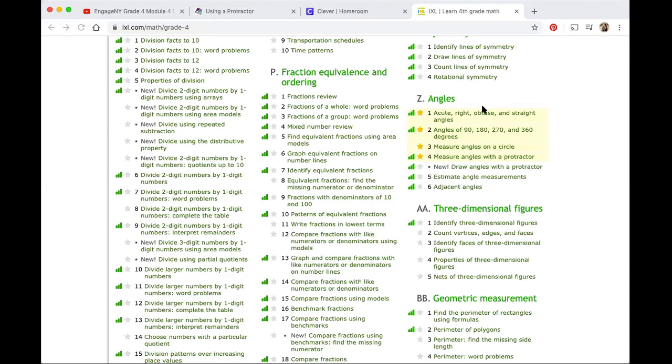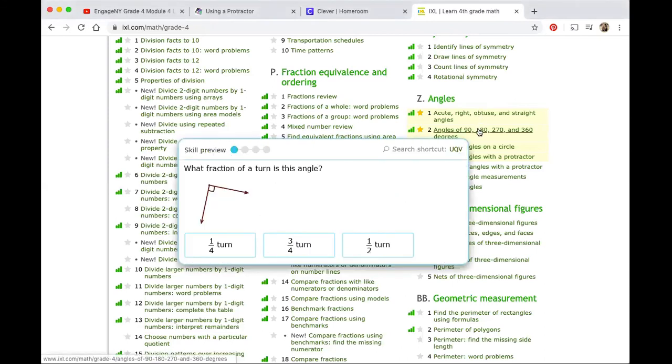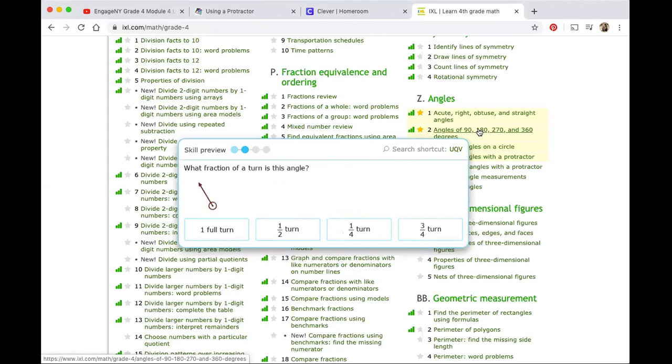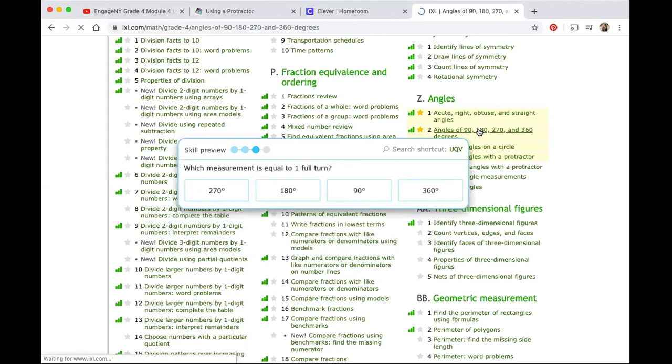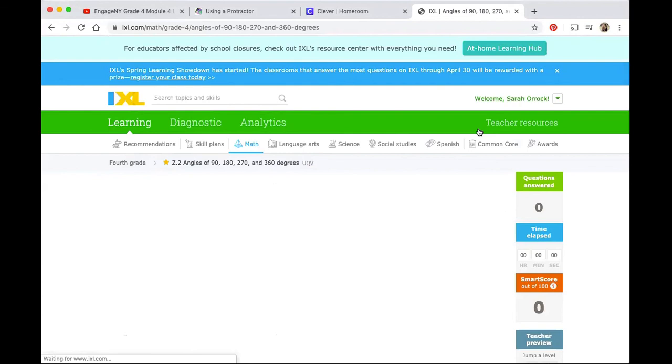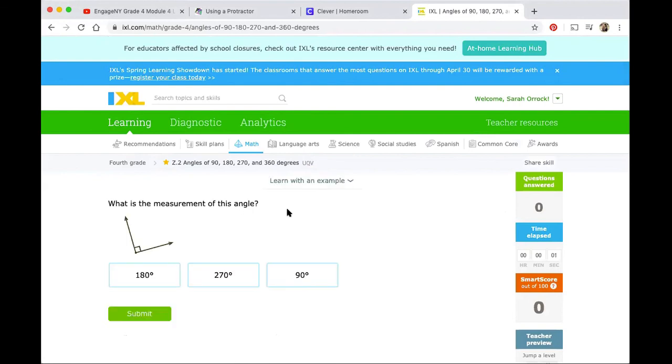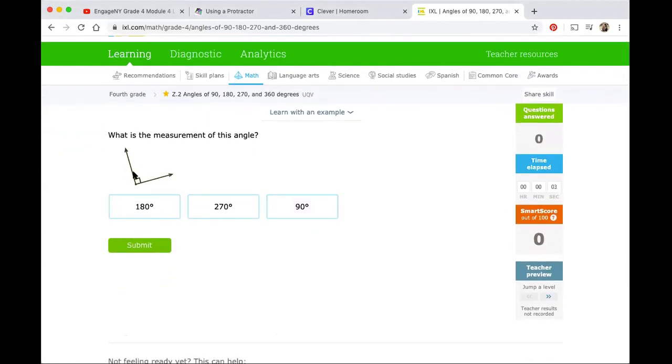What I want you to do today is make sure that you are practicing using a protractor and angles on IXL. Now you're going to notice here, I'm going to go to Z2. All right, Z2. What is the measurement of this angle? So you have to use your problem solving skills here. You're going to think, oh, well, that's not 90 degrees because it's tilted. Nope, if you tilt it back to where this line here is flat, then it will be 90 degrees.